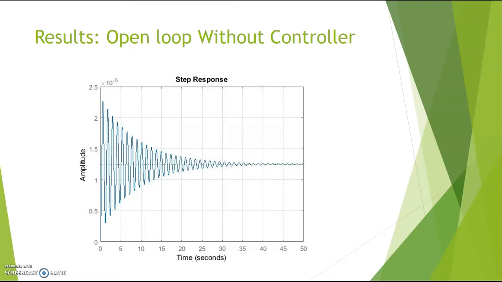Using MATLAB, we can model the system when a step input is applied. This graph shows the output response of the system. Recall that we desired a settling time of less than 5 seconds and a max overshoot of less than 5%. We can see that this system obviously does not meet this desired criterion.